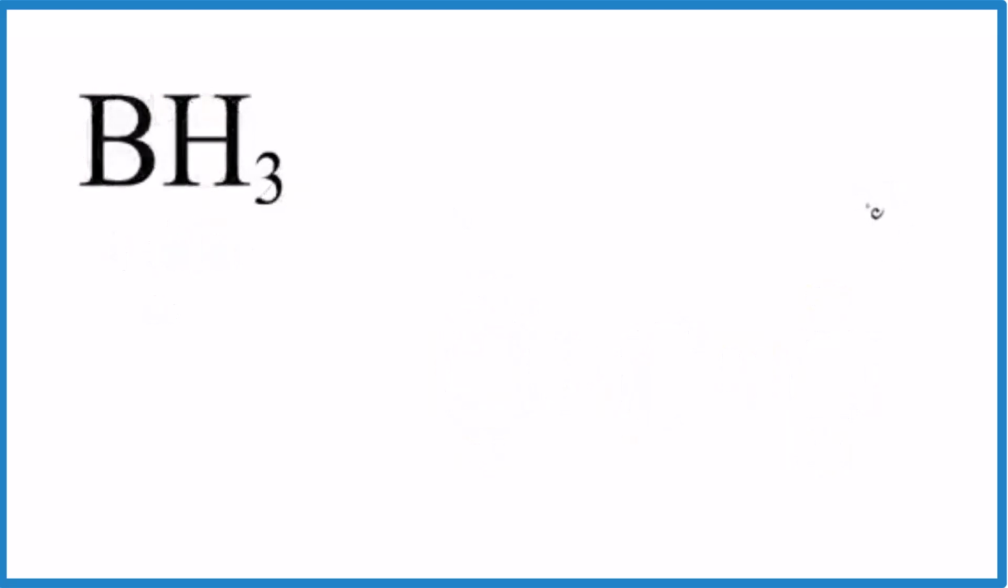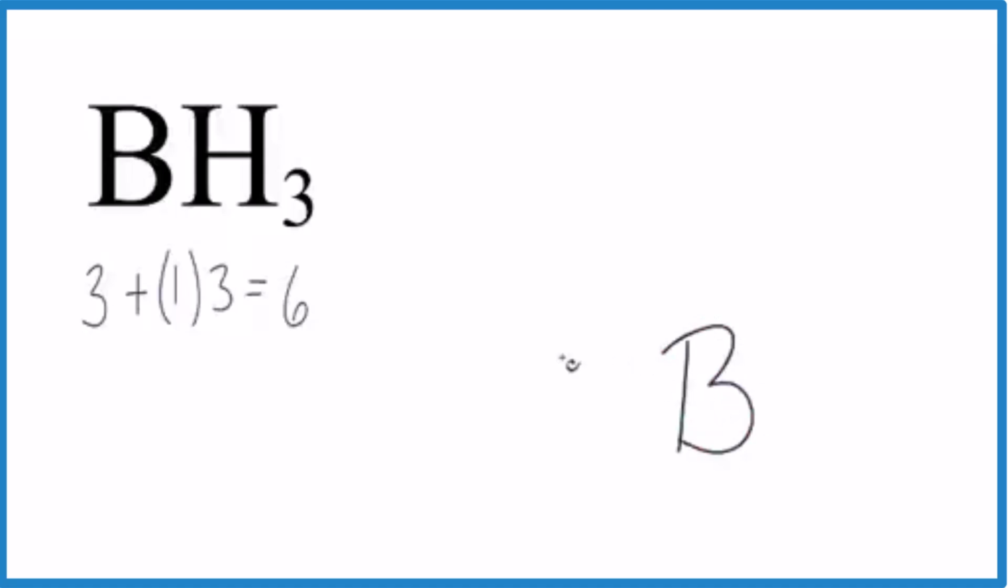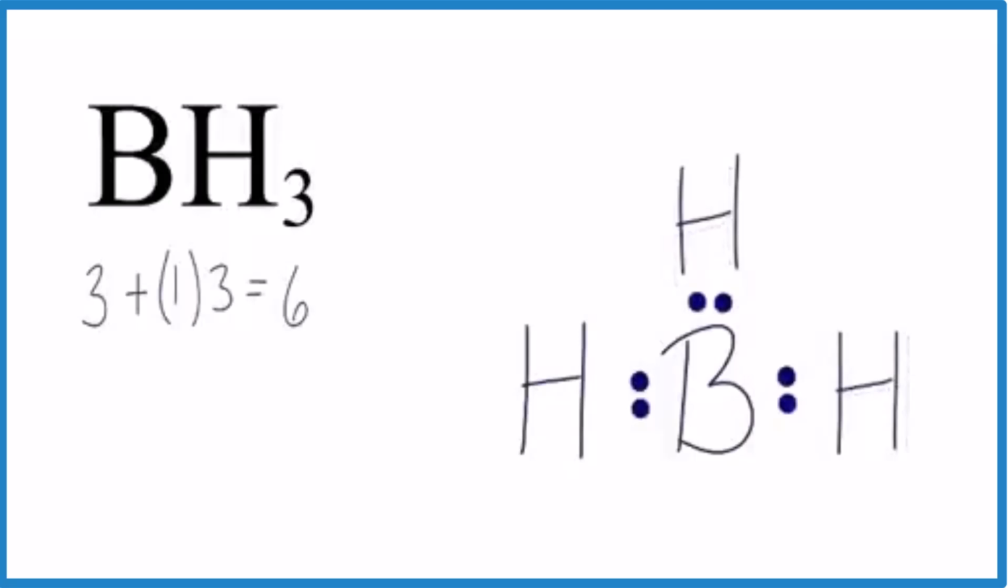For the BH3 Lewis structure, boron has 3 valence electrons. It's in group 13, sometimes called 3A. Hydrogen has 1, and we have 3 hydrogens. So we have 3 plus 3, total of 6 valence electrons for the BH3 Lewis structure. Since hydrogen always goes on the outside, we'll put the boron in the center, and then we'll put the 3 hydrogens around it. We'll start by putting pairs of electrons between atoms to form chemical bonds. We've created the chemical bonds, but we've used 2, 4, 6 valence electrons, and we only have 6 valence electrons.